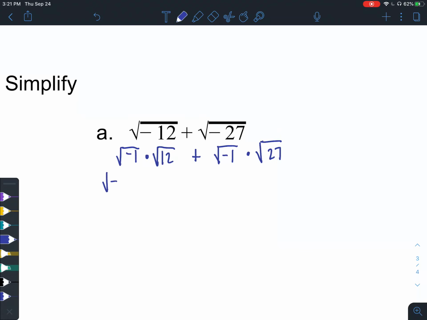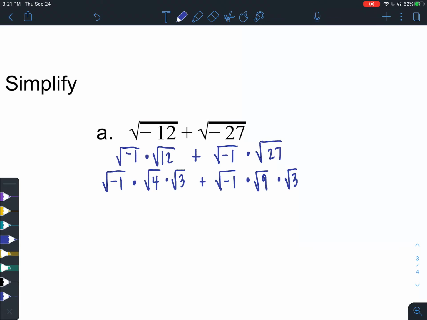So perfect square that divides 12 is 4, and 4 times 3 is 12, so I'm going to have this whole thing, negative 1 times 4 times 3 is equal to negative 12, so this broken up is the same thing as this. Then on this side, 9 is a perfect square that divides 27, and 9 times 3 is 27, so that is an okay thing to do.